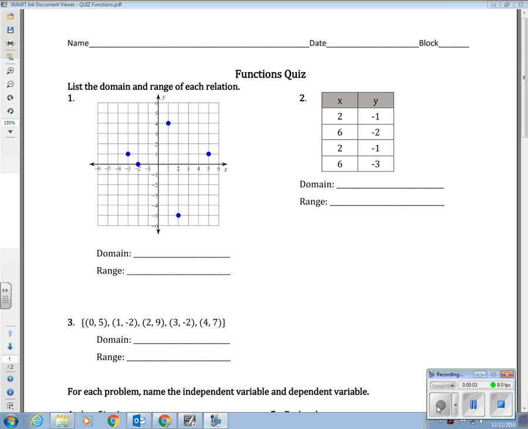Okay, this video is on your functions quiz, to remind you how to go about doing questions like these when you talk about functions, and also your proper notation for functions. So number one says to list the domain and range of each relation.